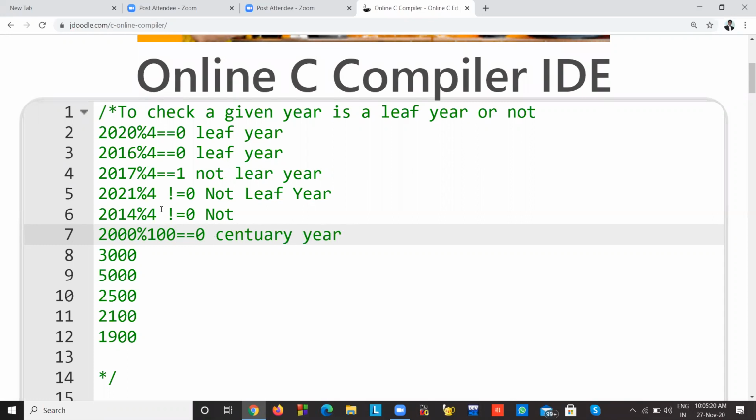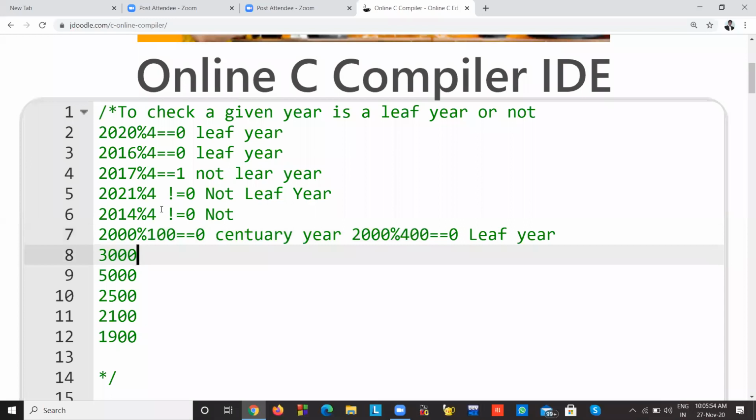In order to check whether a century year is a leap year or not, the divisibility is not 4 now, it is 400. Now divide this 2000 with 400. So now the remainder is 0, right? Therefore this century year is a leap year.